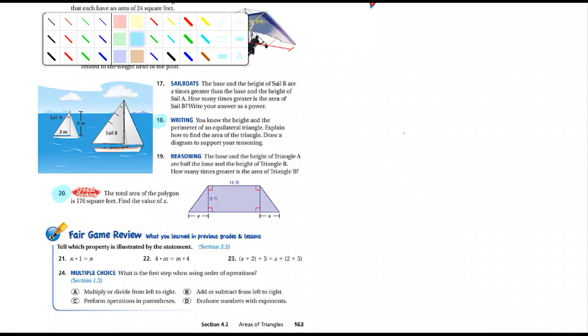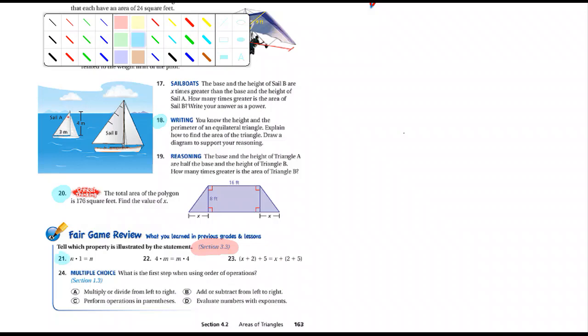I want you guys to do, tell which property is illustrated. Oh, so I do want you to do that. You'll need to go back to section 3.3 in your book. That'll help you guys out. So you could do 21, 22, 23, and 24 as a multiple choice.